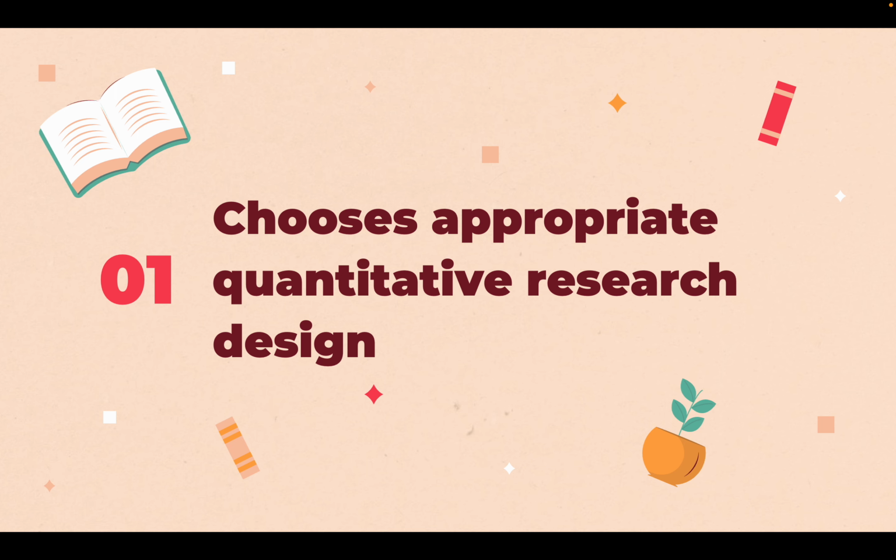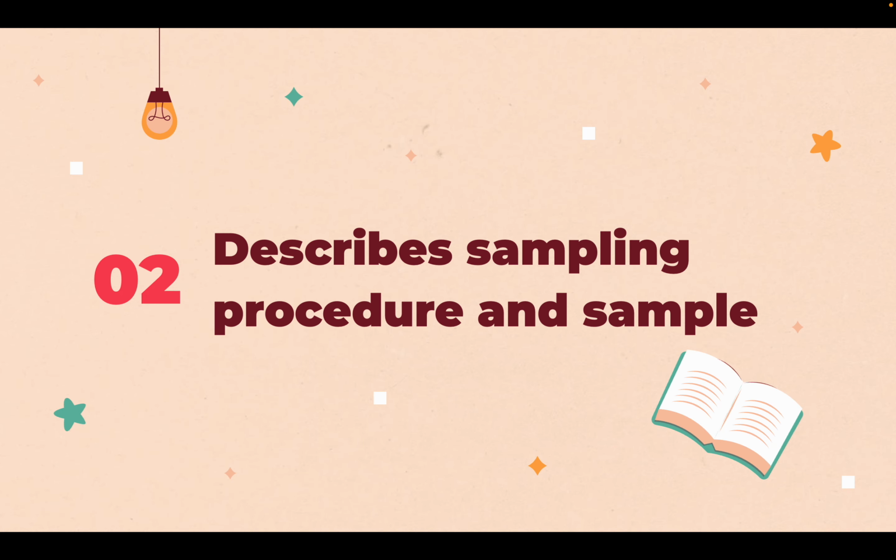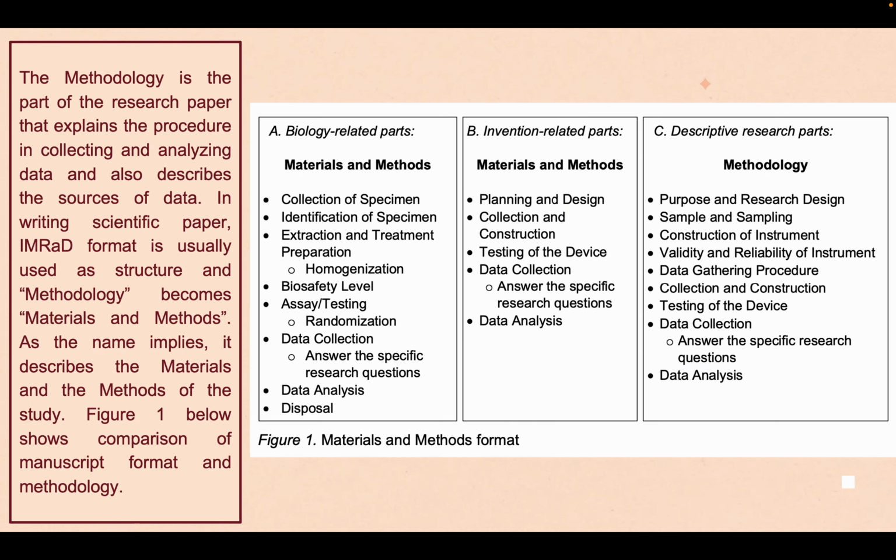First competency, we will choose the appropriate quantitative research design. So what do you think is the research design in doing a science investigatory project? Okay, we are doing the experimental research design. Describing sampling, procedure, and sample. Since we are having experiments, we have the following parts.